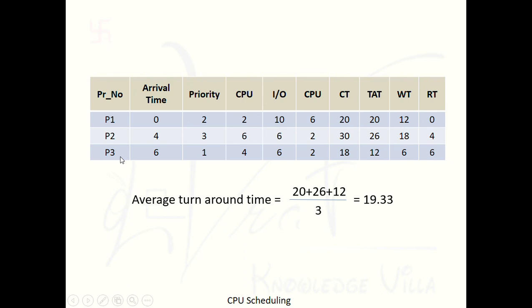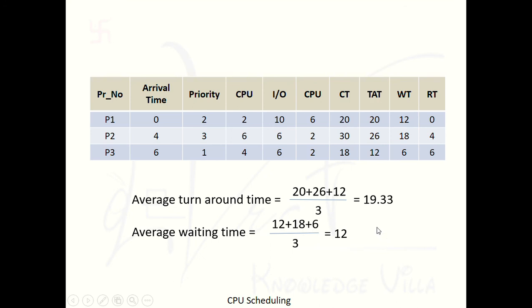Done. Next we will find out average waiting time. For finding the average waiting time, we will make the summation of all these 3 values, 12 plus 18 plus 6. So it will become 36 and we will divide 36 by the total number of processes, which is 3. So 36 divided by 3, we will get 12 time units. Done. So average turnaround time is 19.33 time units and average waiting time is 12 time units. If you are getting any unit of time like microseconds or milliseconds, you have to write here whatever the unit is.